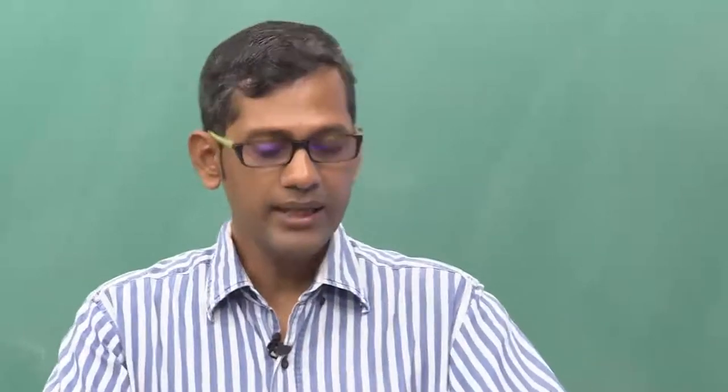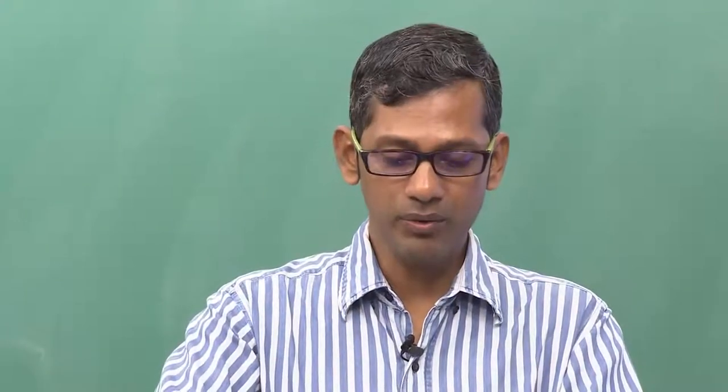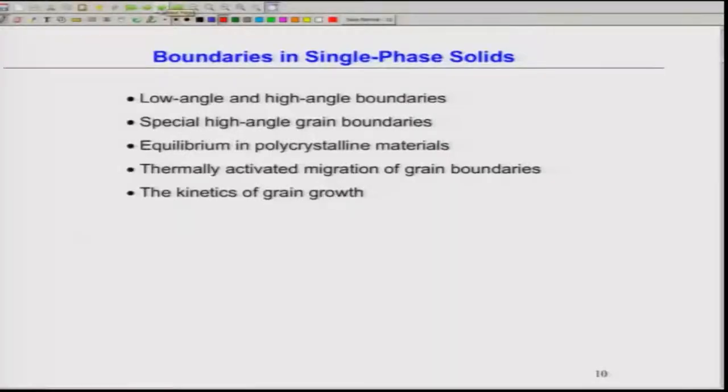boundaries. There are different types of boundaries we'll consider, but we'll not be able to deal with all of them today: low angle and high angle boundaries, special grain boundaries, and other things like equilibrium. If it is a polycrystal, then what will happen? A polycrystal is a mixture of all kinds of boundaries.